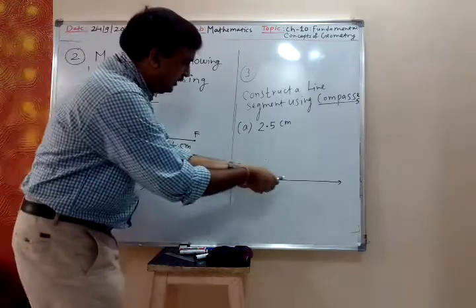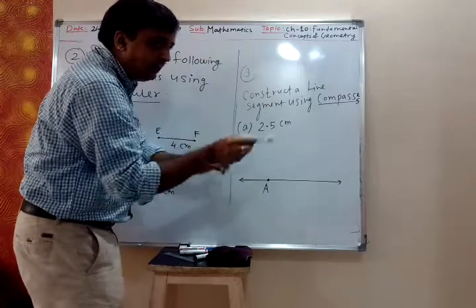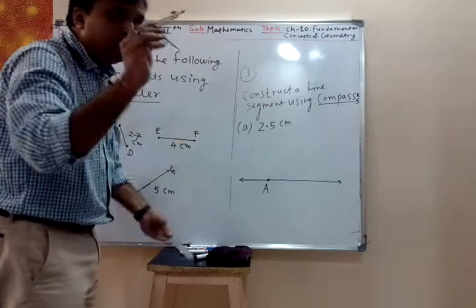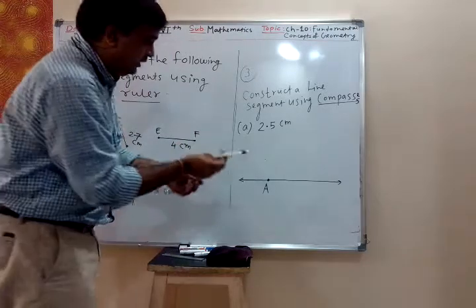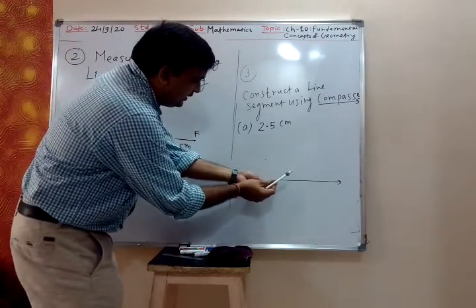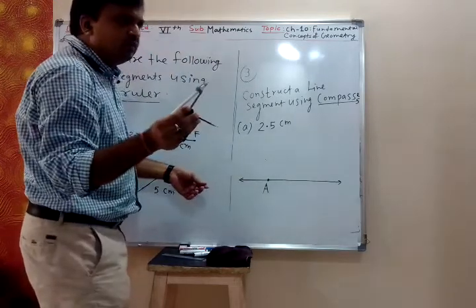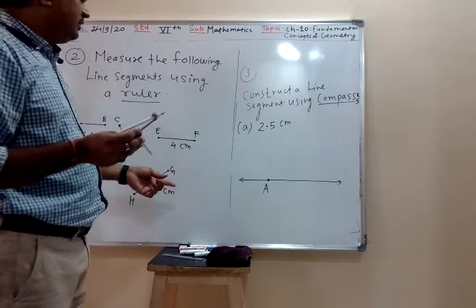Then you will keep that after taking that length 2.5, don't change the setting. You keep the tip of that pointed tip.